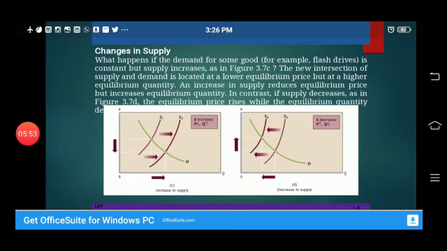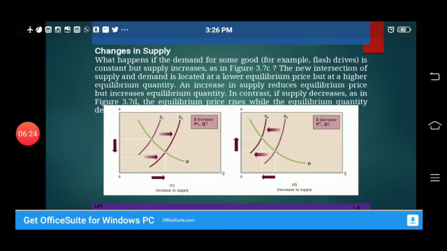In this slide, what will we see? We will see the change in supply. Again, when the supply increases, it will shift rightward, and when the supply falls, it will shift leftward. Here in the first diagram, as the supply increases, it shifts rightward from S1 to S2. So the equilibrium price has decreased and the equilibrium quantity has increased.